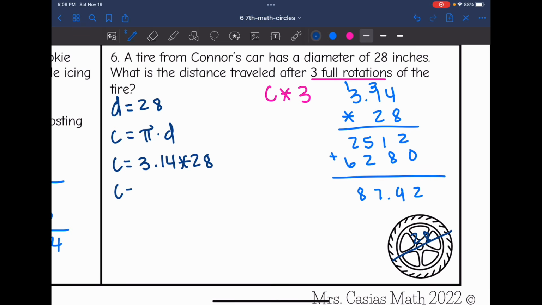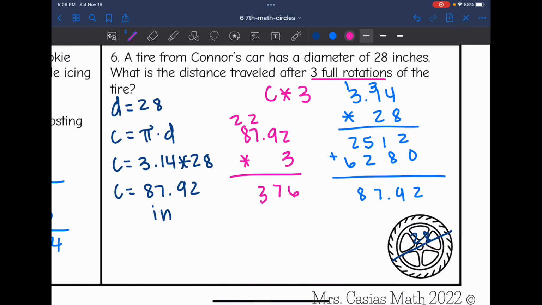So the circumference of one tire is 87.92 inches. So now I'm going to find the distance traveled after 3 full rotations by doing 87.92 times 3. And we get 263.76 inches.